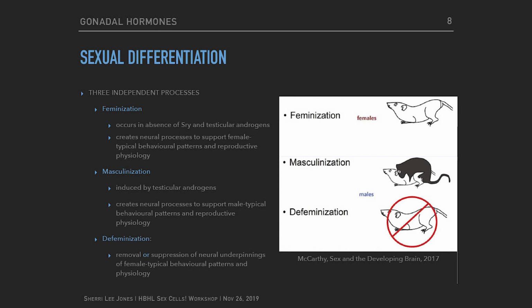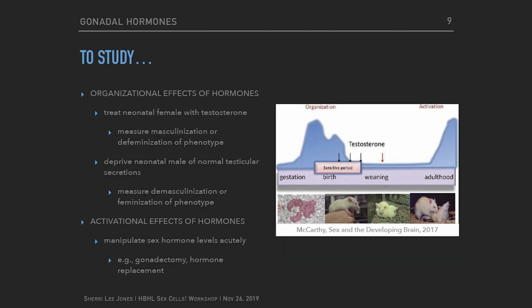Whether it's actually a removal or a suppression, we're not clear. There's some debate in the literature. Some of my data suggests that it's actually a suppression, but I'm not going to get into that. But this is just to reiterate that the female system is the default process, and in males you have the processes of masculinization and defeminization. And so you can manipulate hormone environments and then look at these behavioral patterns to see how the hormones affect these sexually differentiated behaviors.